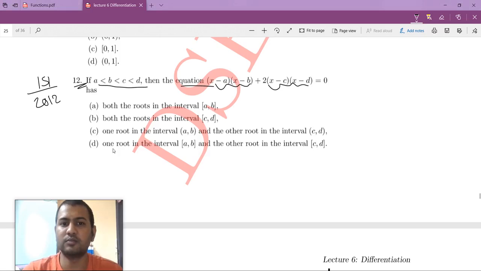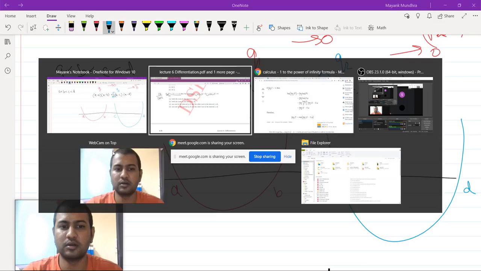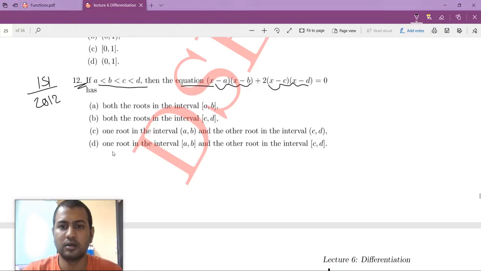Now I have to add both these curves. So what will happen to the combined curve? The combined curve will also be a quadratic. Now where will the roots be?